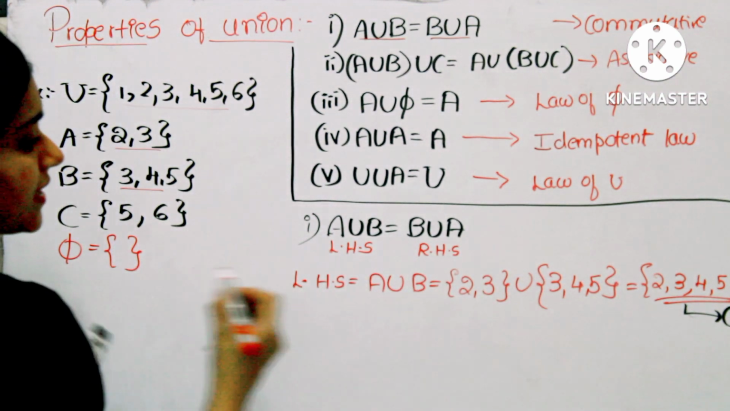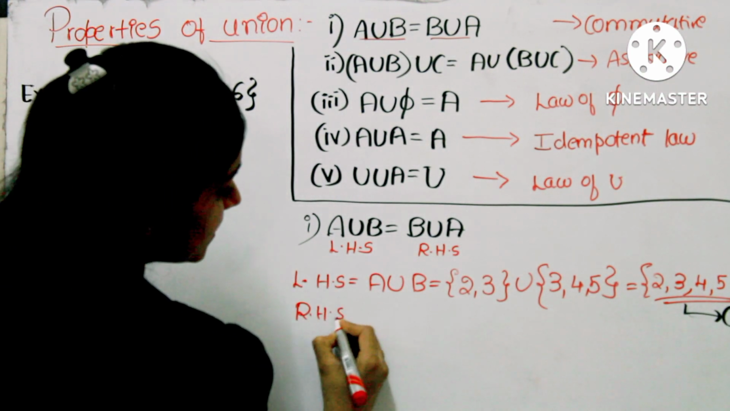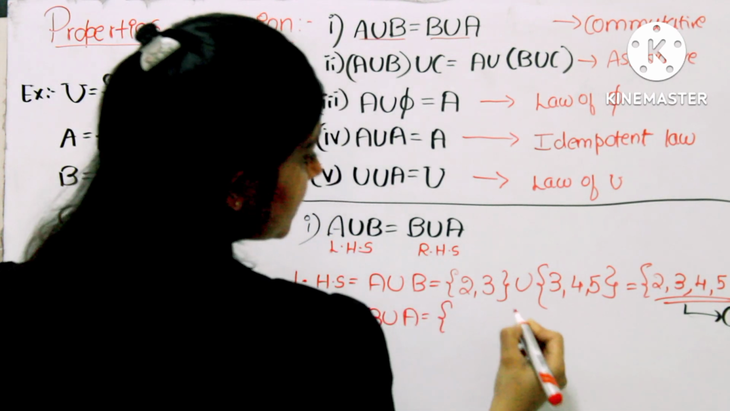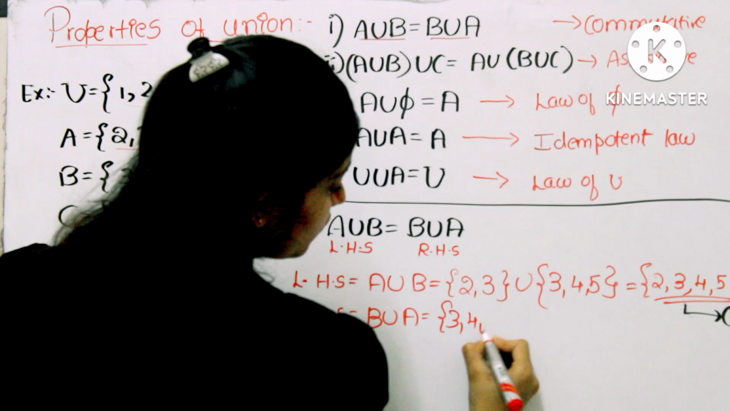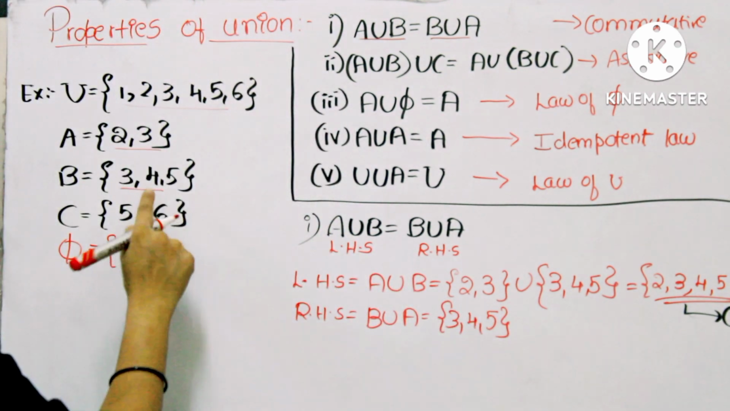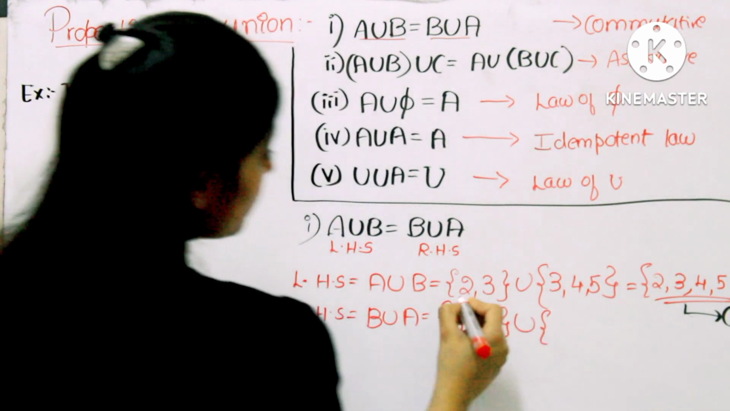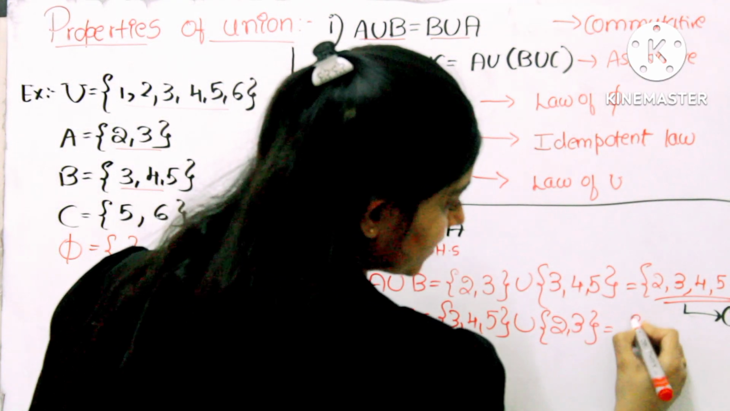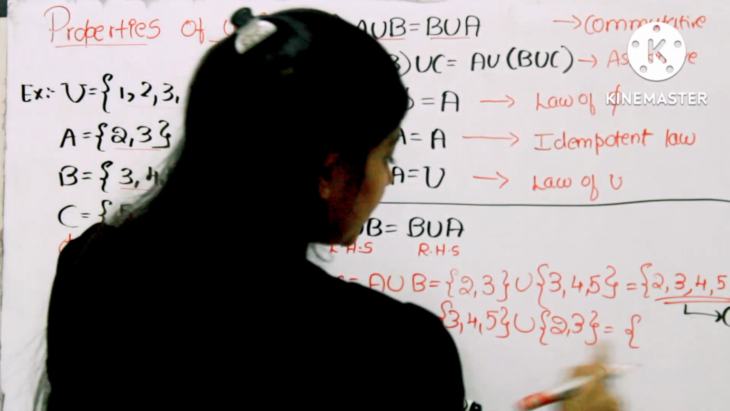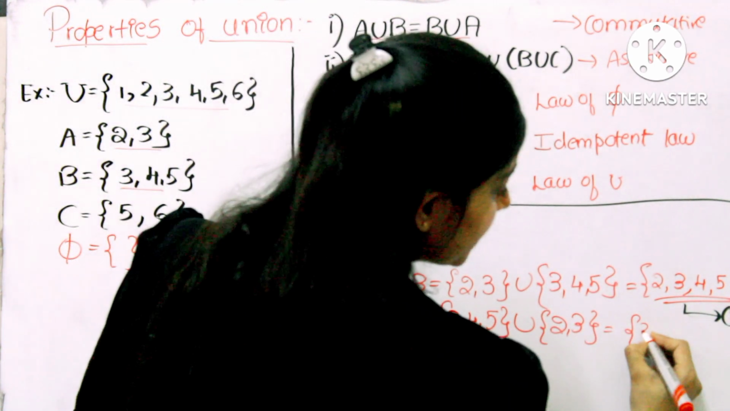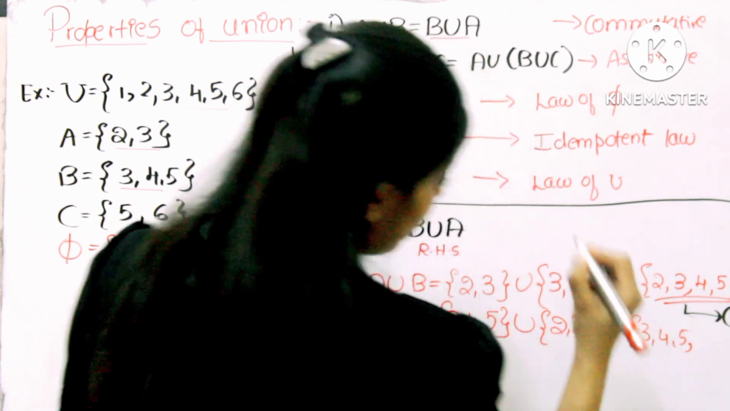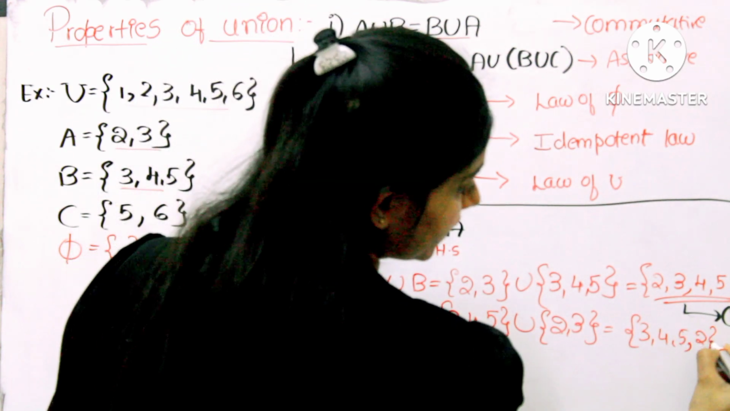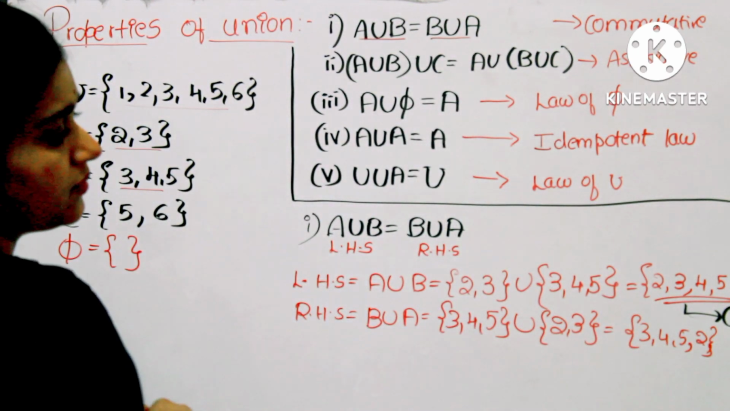So again take RHS. What is RHS here? B union A. What is B union A? B is {3, 4, 5}, correct? Union A, which is {2, 3}. First you should write all the elements in B: 3, 4, 5. Then what is remaining? 2. Then 3 is already written, don't write again. So this is over.